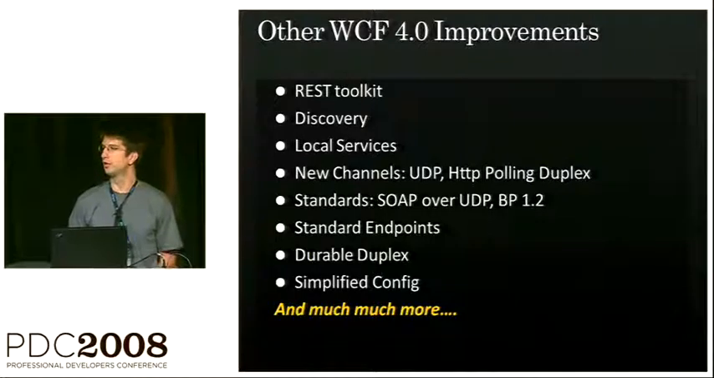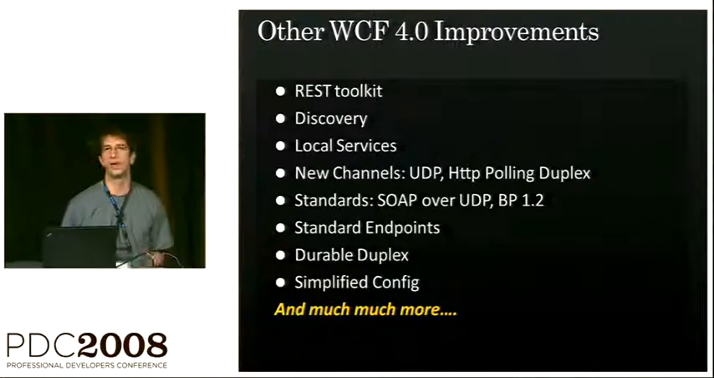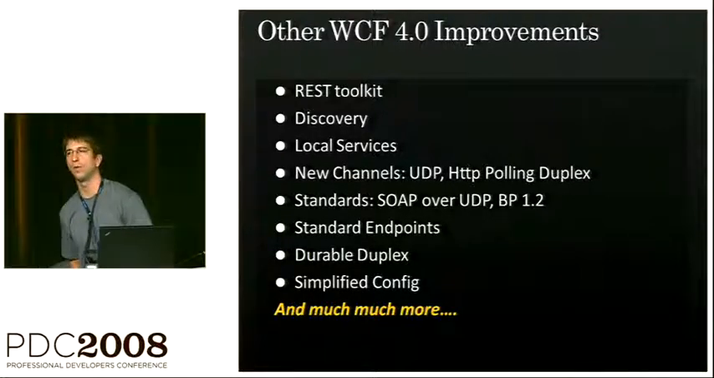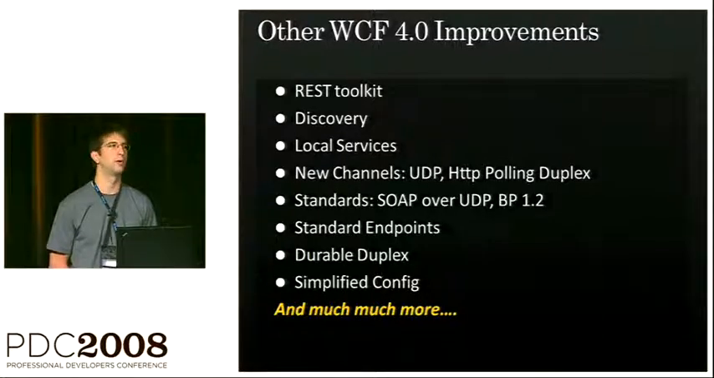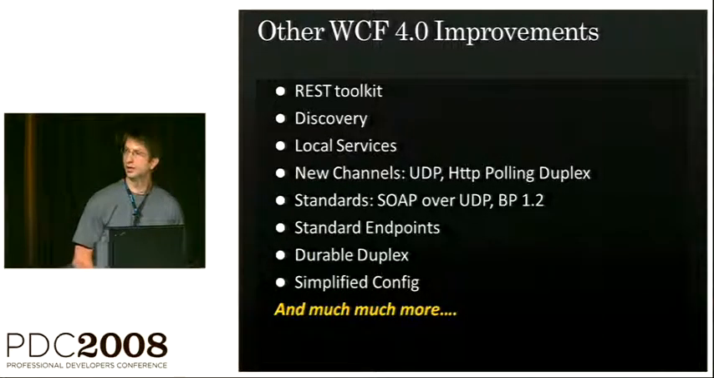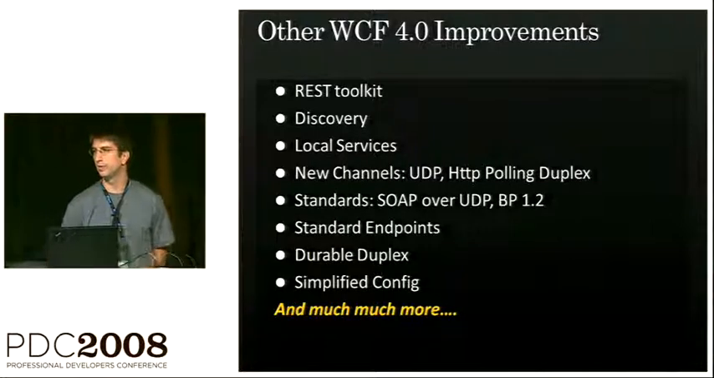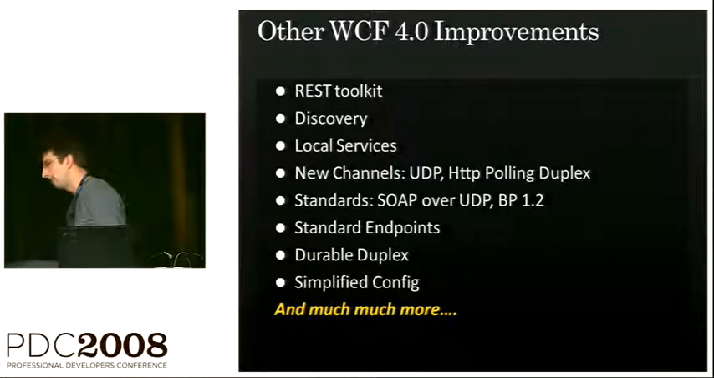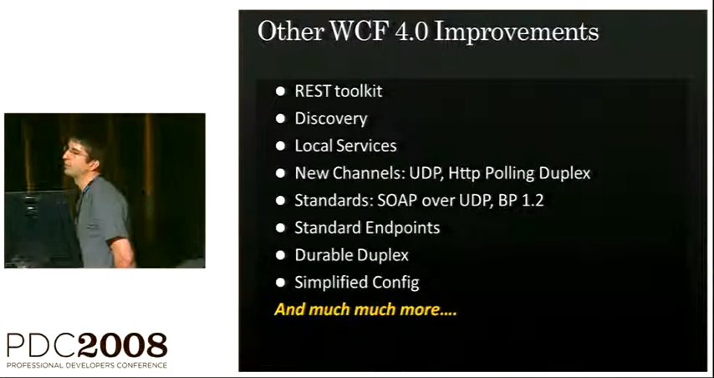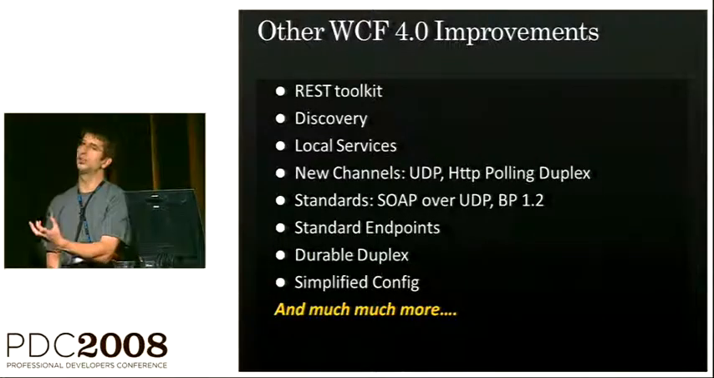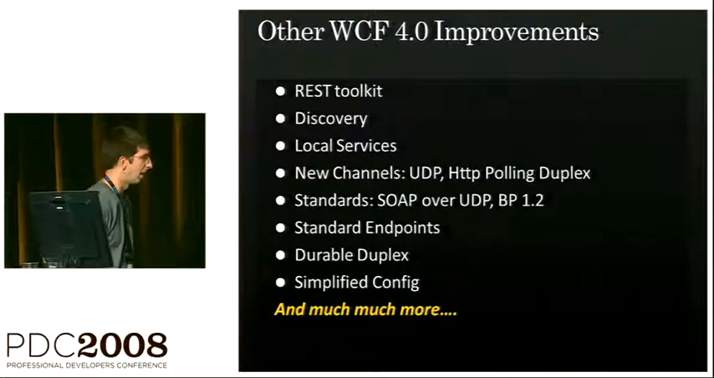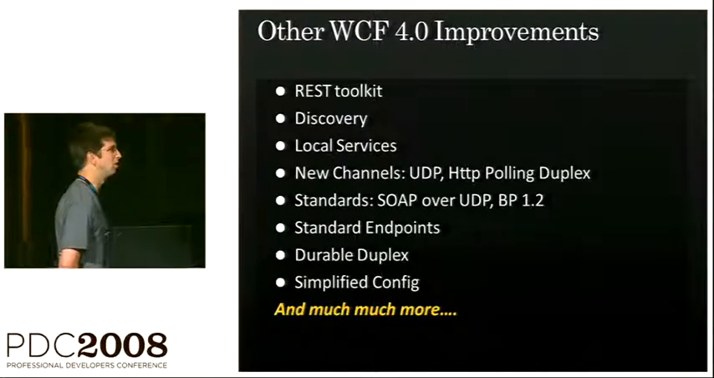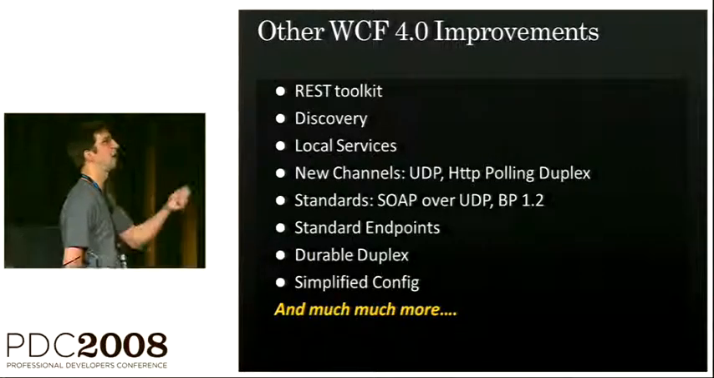We've got a few new channels in the 4.0 timeframe, UDP for your low latency scenarios, and for when you're trying to do duplex from behind a firewall or a NAT, we've got the HTTP polling duplex that's going to be put into the 4.0 framework. We're turning the crank on standards for a couple of them. We've also noticed that people want to be able to repackage or reuse endpoint configurations. So my configurations is probably confusing, just endpoints, right? So, kind of like bindings.